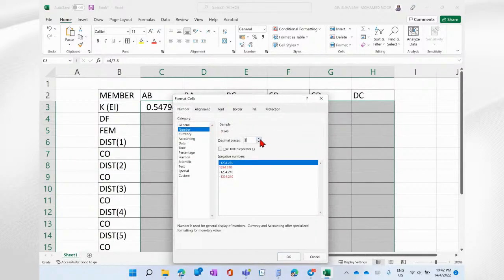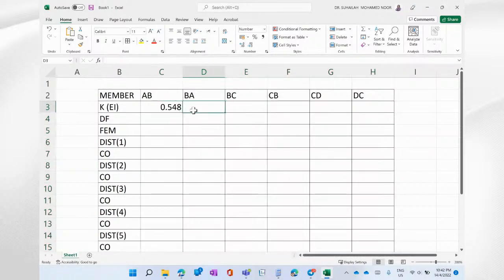Okay, I will use up to 3 decimal places for this. Okay, so this will be the same as well, because the length for AB and BC is equal.